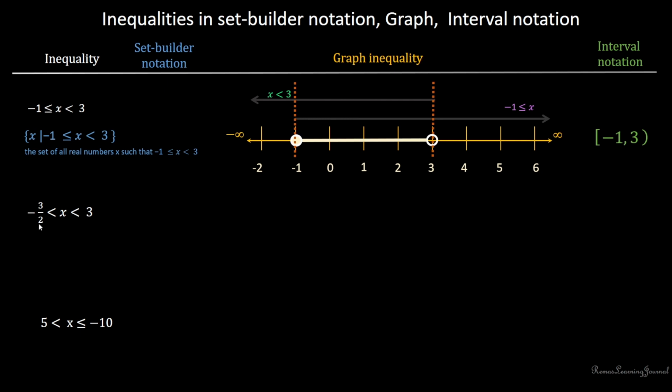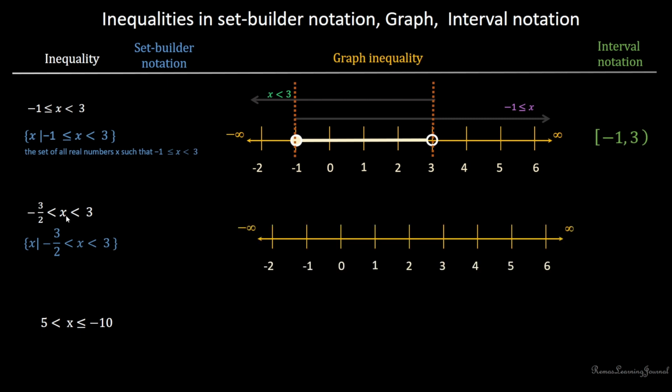Now let's look at this inequality: x greater than -3/2 and x less than 3. Let's write the set builder notation for it, which looks like this. Now let's graph this inequality. First let's graph x greater than -3/2: draw an open circle around -3/2 and shade all the numbers greater than -3/2, all the way up to positive infinity.